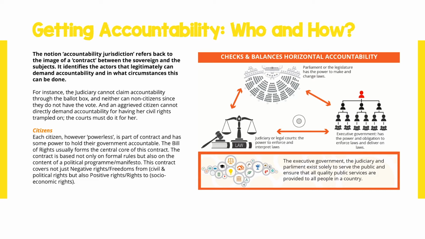For instance, the judiciary cannot claim accountability through the ballot box, and neither can non-citizens since they do not have the vote. An aggrieved citizen cannot directly demand accountability for having her or their civil rights trampled on. The courts must do it for her or them. Each citizen, however powerless, is part of a contract and has some power to hold their government accountable. The Bill of Rights usually forms the central core of this contract.